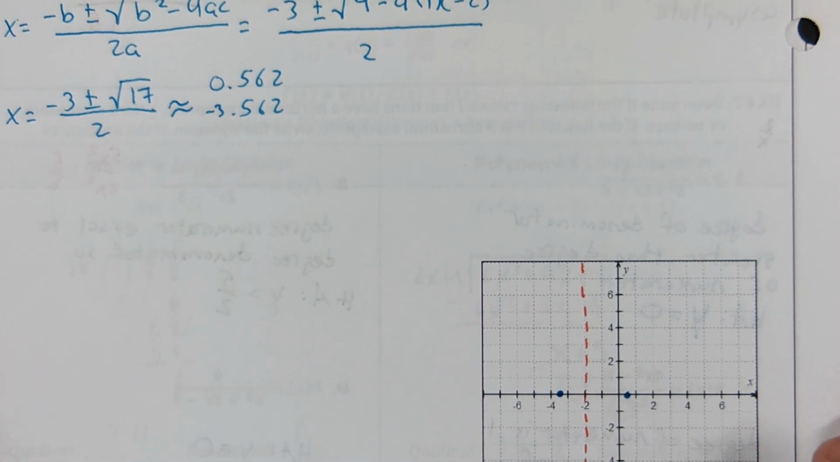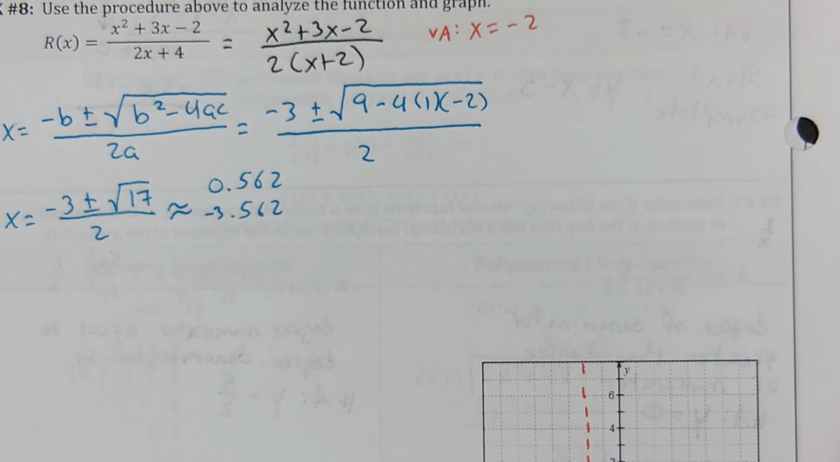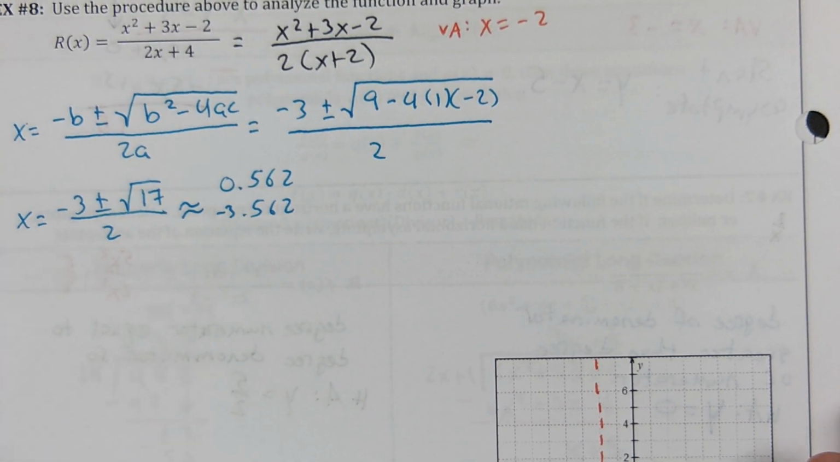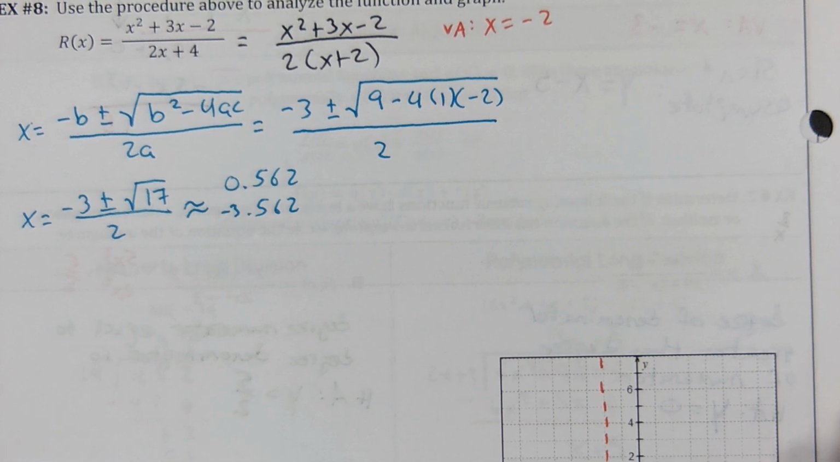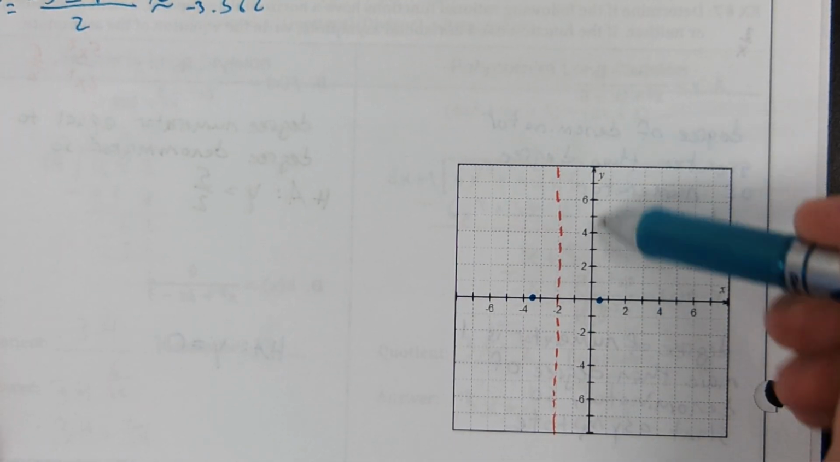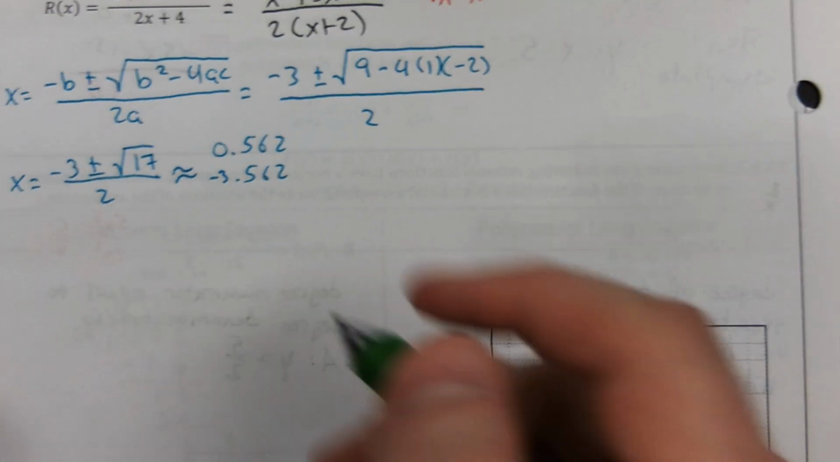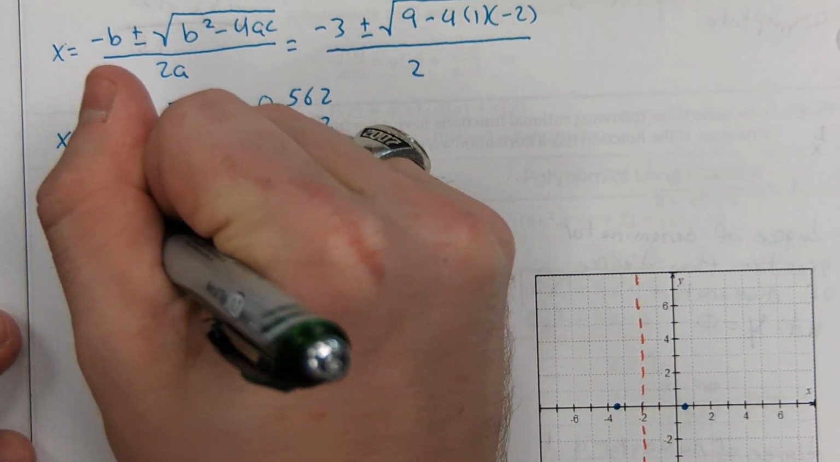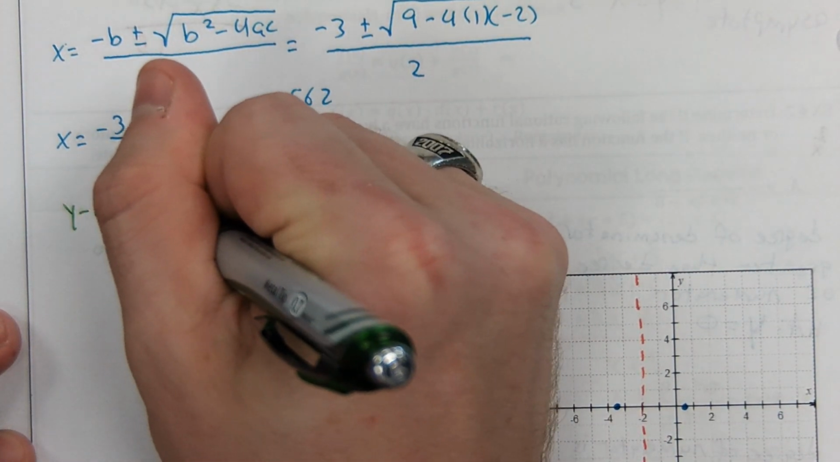You know what else is a really easy coordinate to find? We just found the x-intercepts. You know what else is really easy? The y-intercept. If you're on the y-axis, what does x equal? 0. So let's find our y-intercept. You can never have more than 1 because then it's not a function.